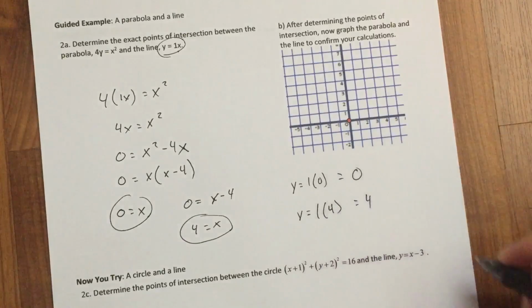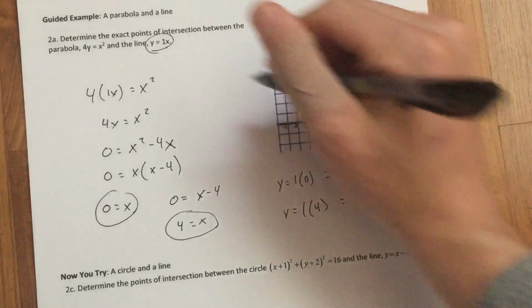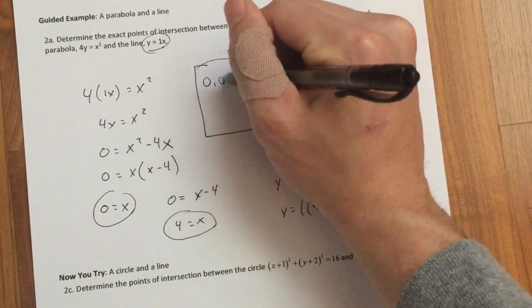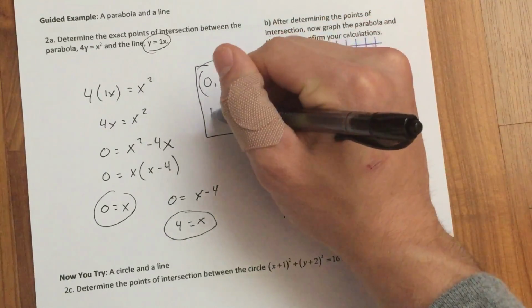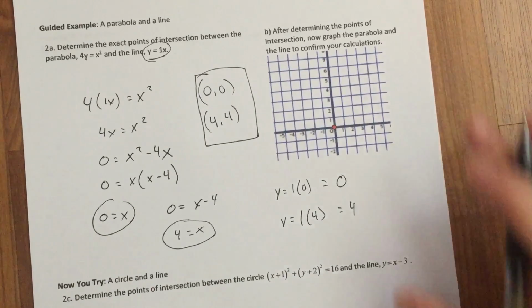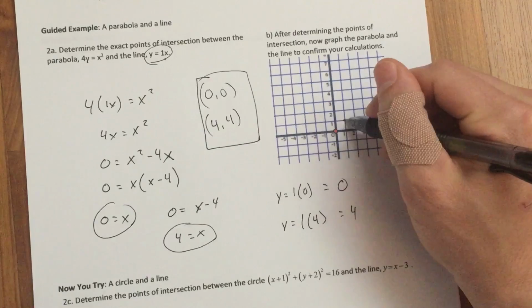So y equals 4. Therefore, my ordered pair solutions are from right here, right in this middle spot right here. 0, 0, and 4, 4. Those are our ordered pair solutions. To graph that, we could graph our linear line.